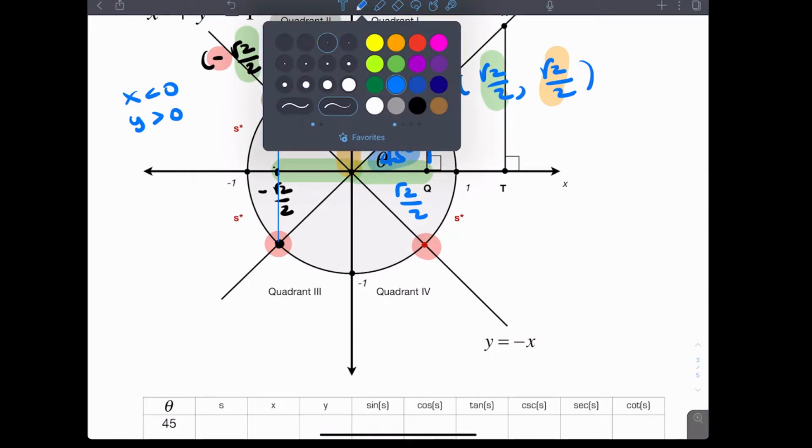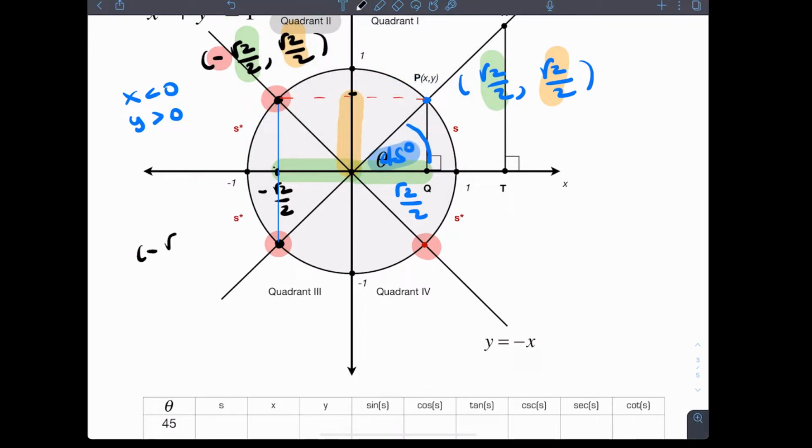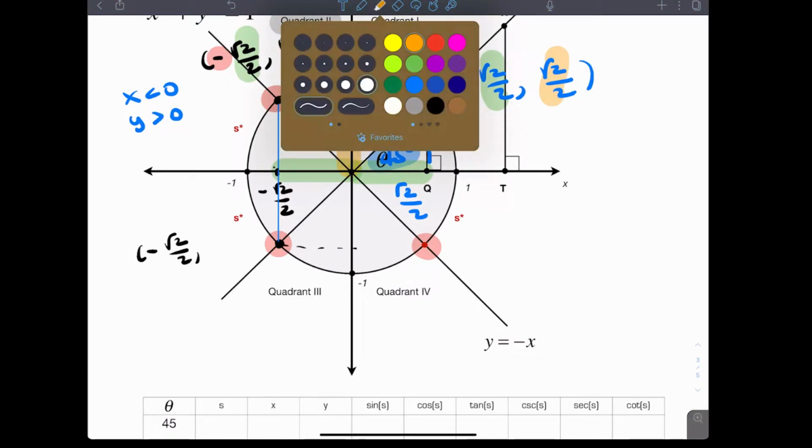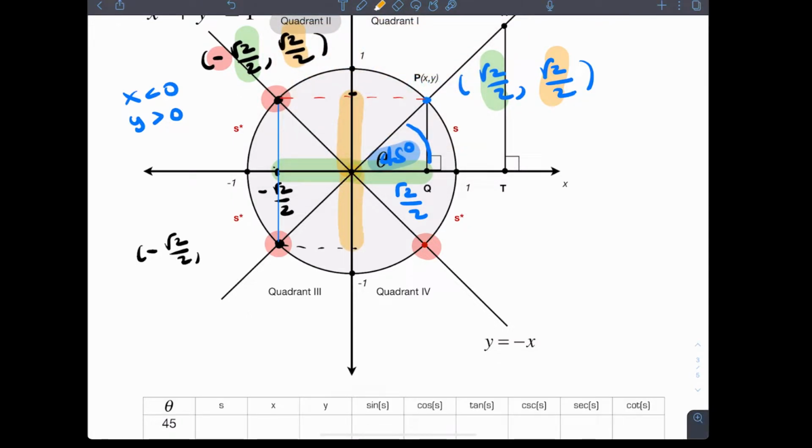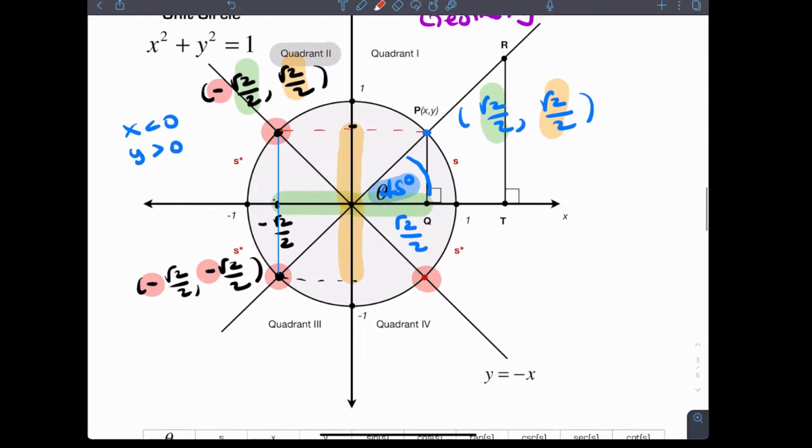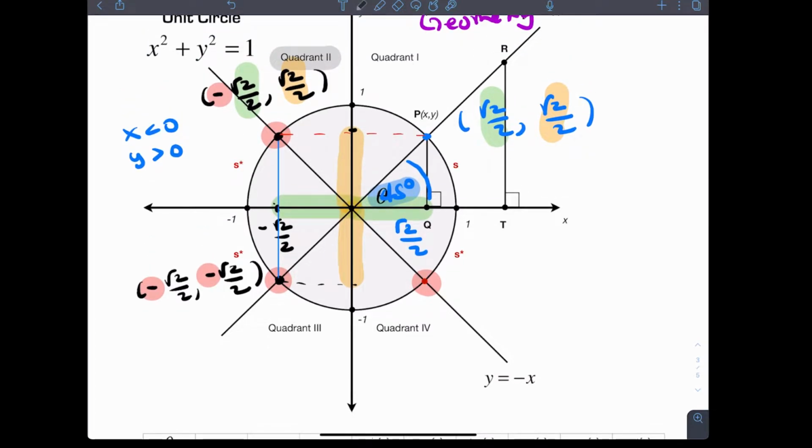What's the x-coordinate again? Negative square root of 2 over 2. And then what happened now? The y-coordinate down here, it's opposite because of symmetry. It's also what? Negative. So in quadrant 3, didn't we say both x and y points are negative? So I want to point that out, ladies and gentlemen. The symmetry of the circle is what you're going to use. And then here you got this location.